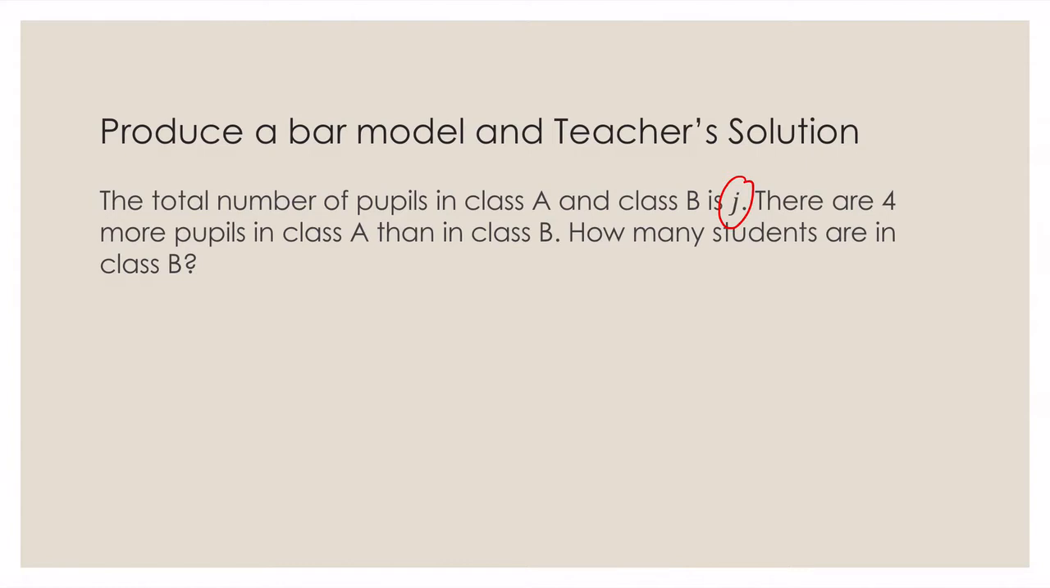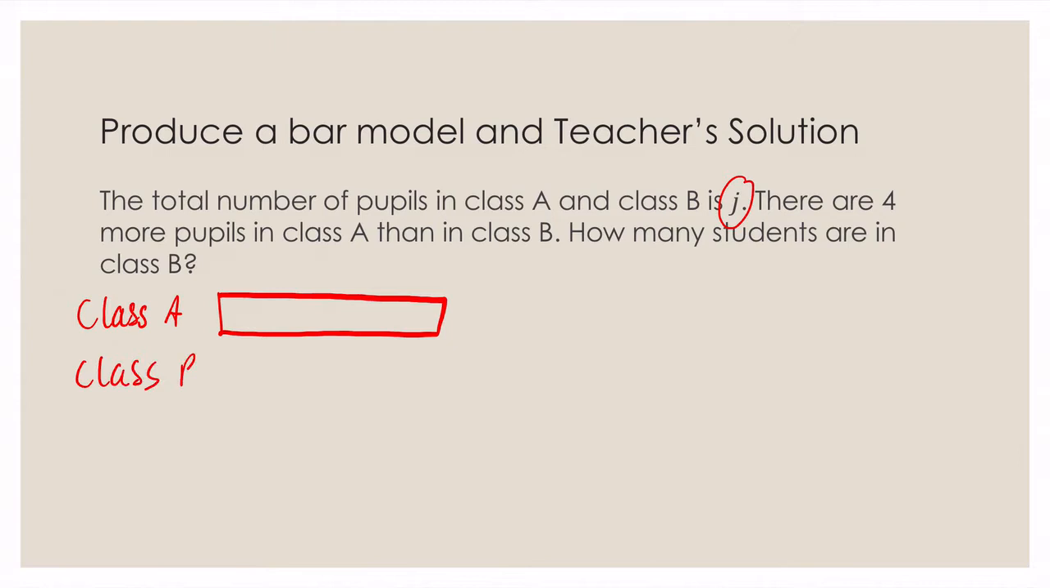Okay, let's go ahead and make a bar model. So we're talking about pupils in Class A and B, so let's make a bar for Class A and a bar for Class B. We know that there's 4 more pupils in Class A than Class B, so we'll take this bar and add on another one and put 4 there. Class B is the same as Class A, but up until the 4 only. Here's our Class B bar. Here's our Class A bar.